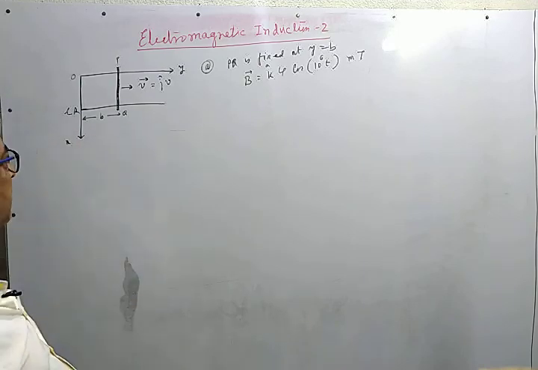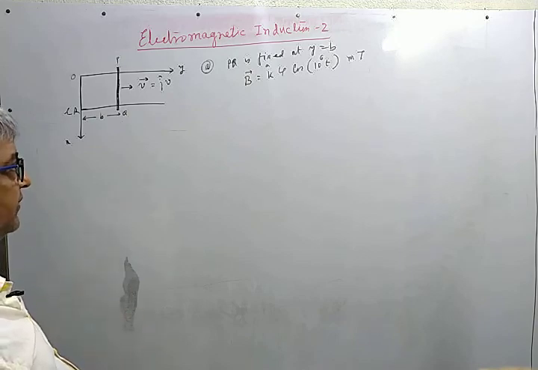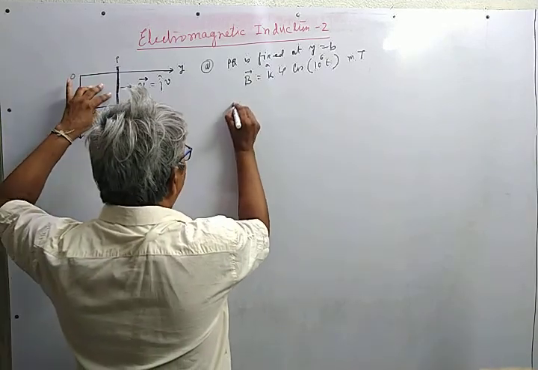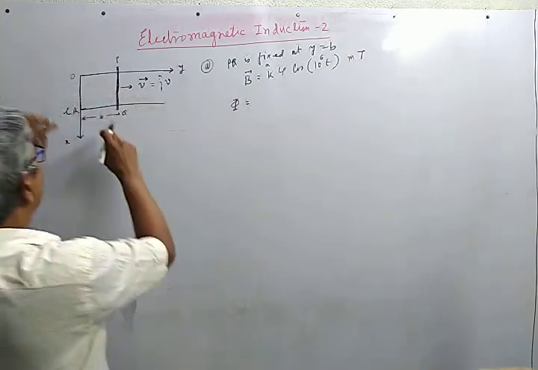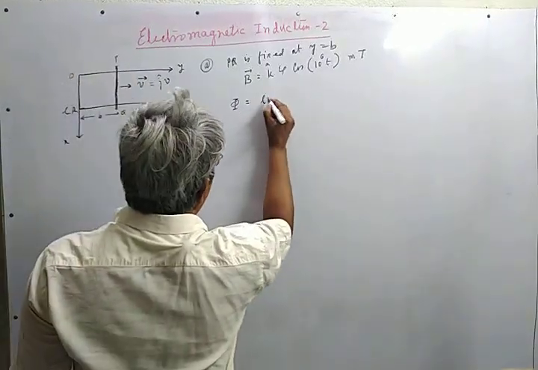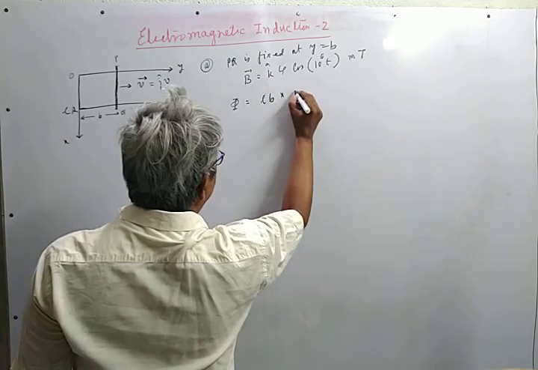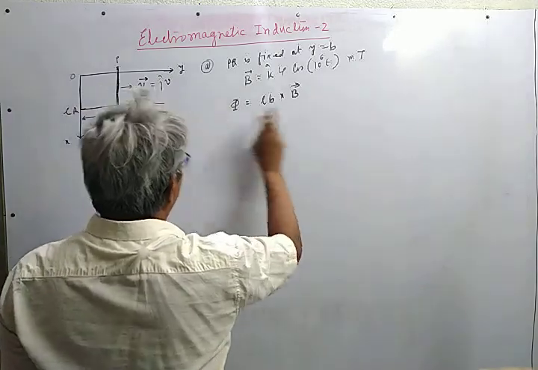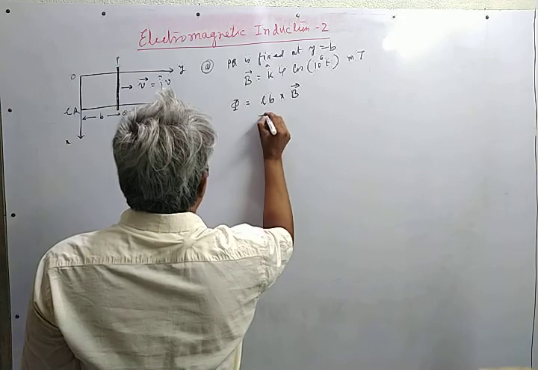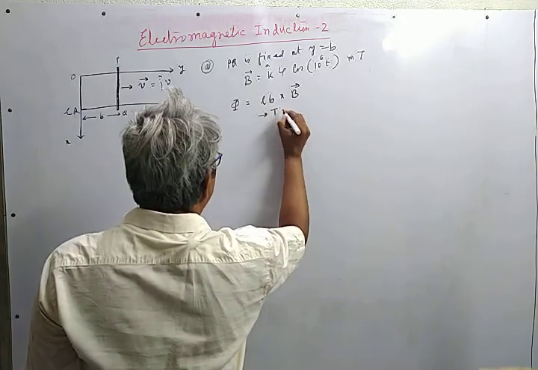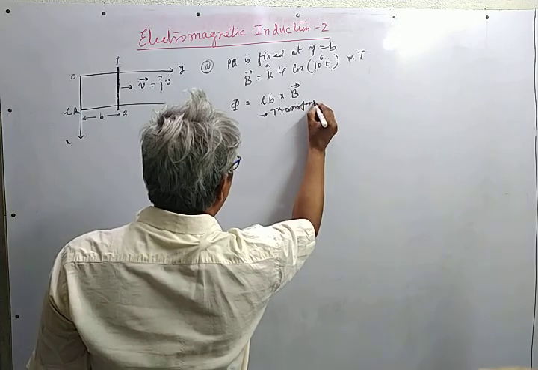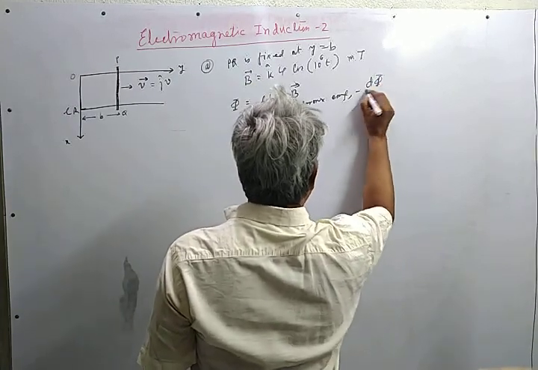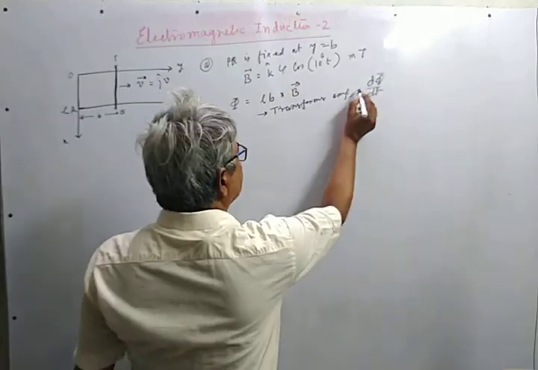And one must consider the transformer EMF. The flux phi linked is equal to the area, which is L times b, times B itself. This is the flux, and if we differentiate it with respect to t, we will get the transformer EMF. The EMF is simply minus this, which indicates a back EMF.